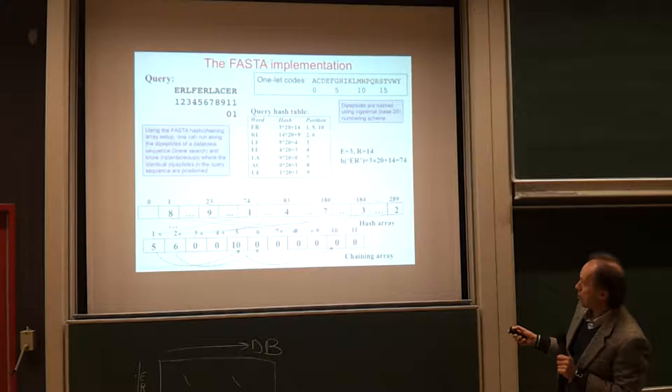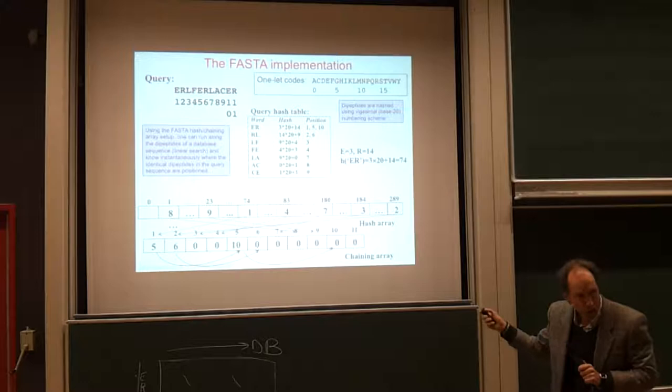So, you see here the table, ER happens at position 1 and 5 and 10 in the query sequence. RL, you can look for yourself, it's the second word here. So that happens at position 2, and apparently also at position 6, correct? You see all the words in the query sequence in order, and here are their addresses.